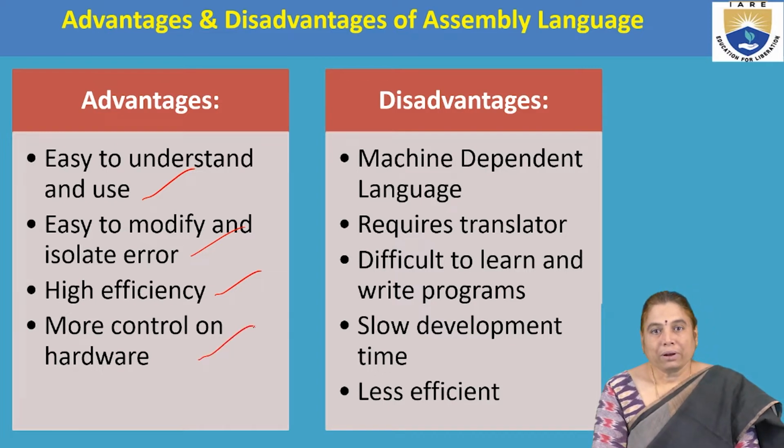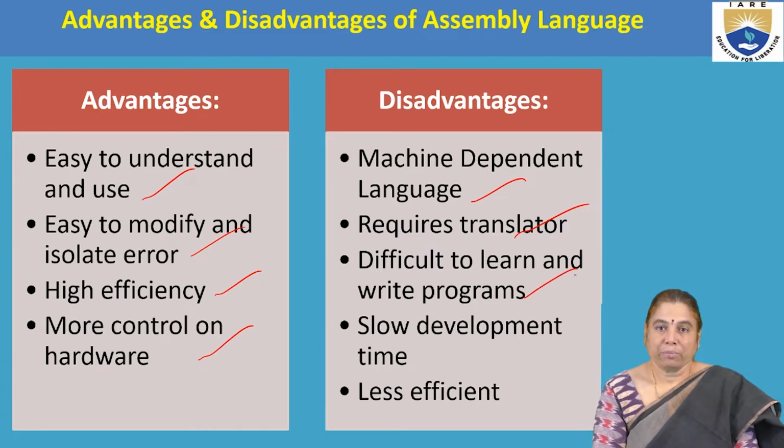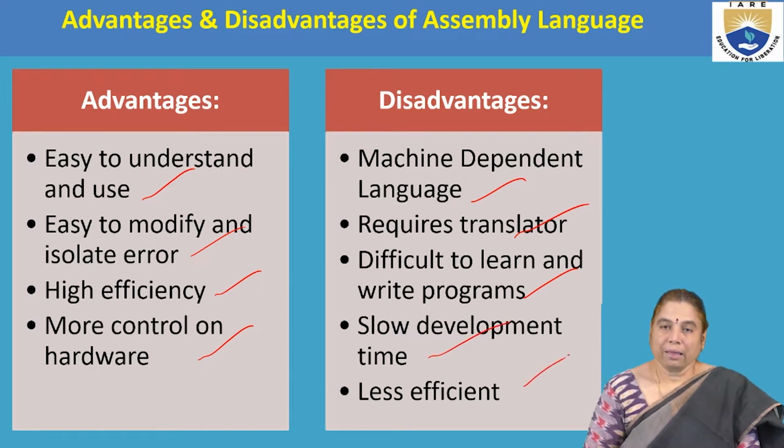What are the disadvantages of assembly language programs? It is machine dependent. The mnemonics can vary from processor to processor, and it requires a translator. The assembler is the translator, but it is difficult to learn and write programs. The mnemonics have to be remembered by the user. It has slow development time and it is less efficient.